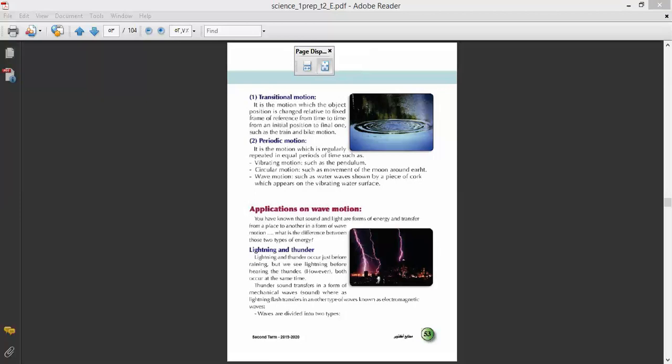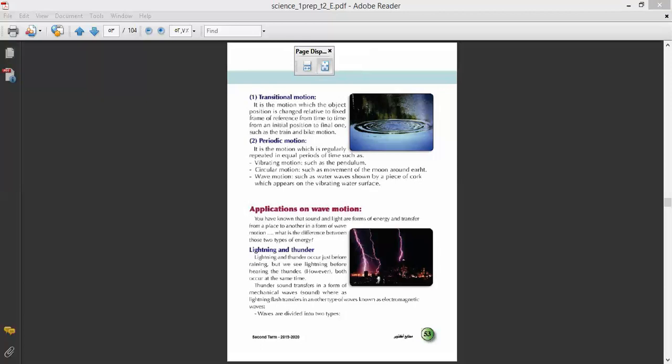So the first type is mechanical wave. It needs a medium to transfer. Its speed is relatively low. This explains why we see the lightning, then hear the thunder. Okay.